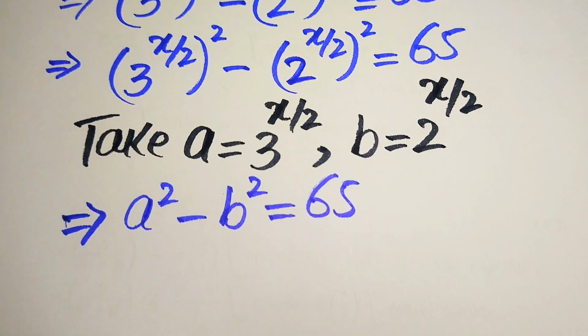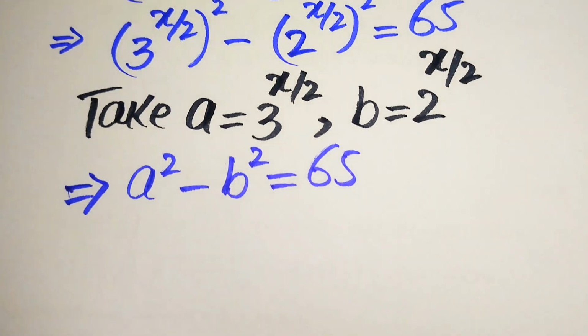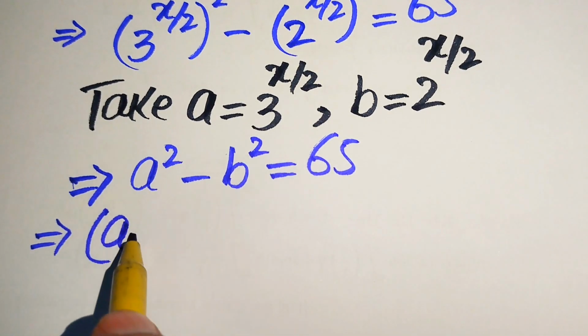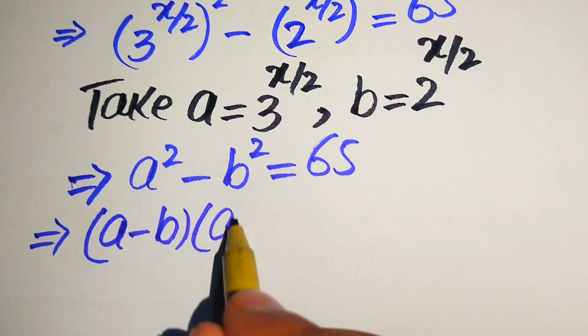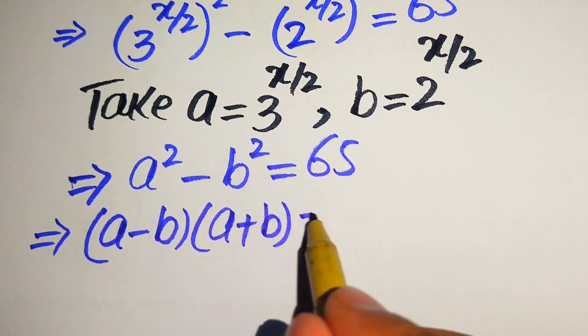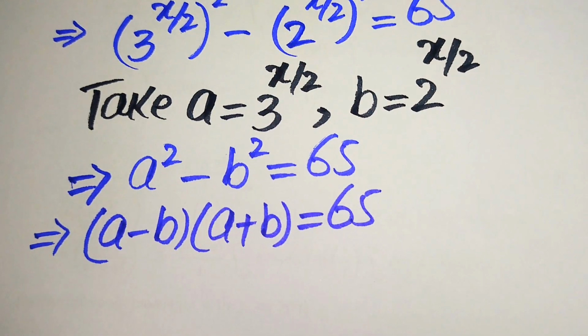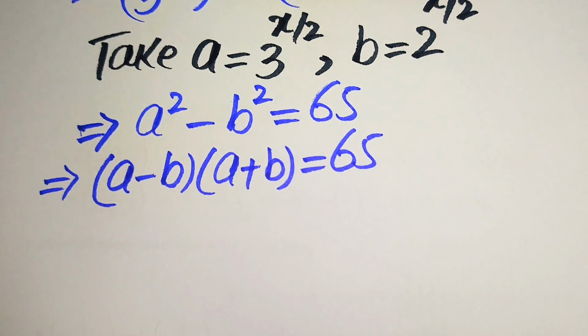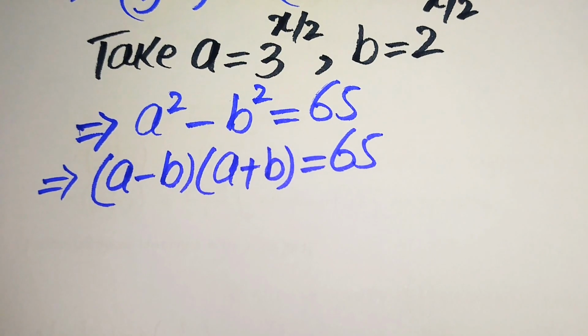Here you see that the left hand side becomes a very famous algebraic formula. This can be written as (a minus b) times (a plus b) equals 65. On the left hand side we have two factors multiplied by each other, but on the right hand side we have only one number. So we need to find two positive integers whose product is 65.